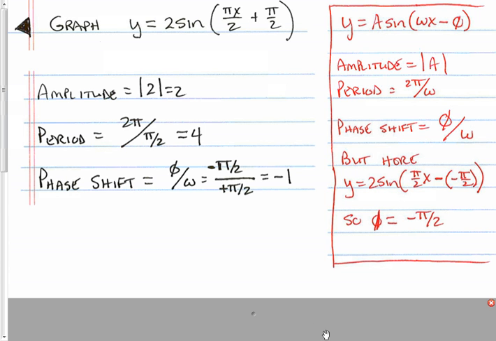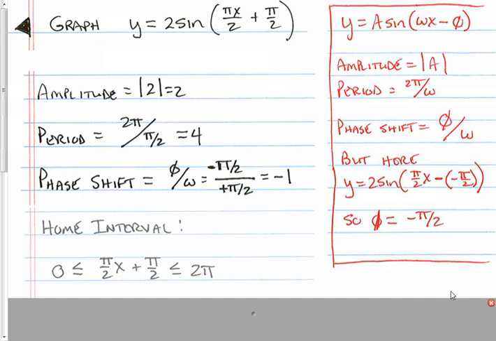Okay, well, we're going to go back to the idea now. How do we calculate the home interval of this particular sine function? Well, we take this argument and snuggle it in between 0 and 2 pi, because we need to take the sine of values that are always between 0 and 2 pi, and so we need to know what x's will cause this to be between 0 and 2 pi. And that's really our task here.